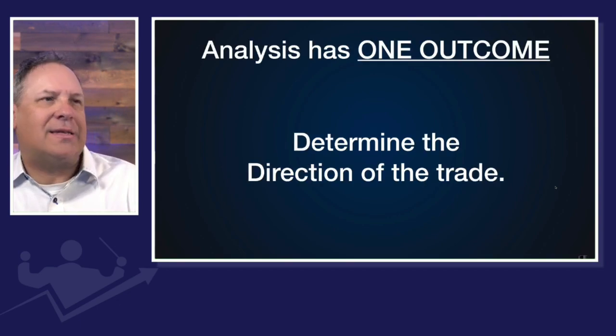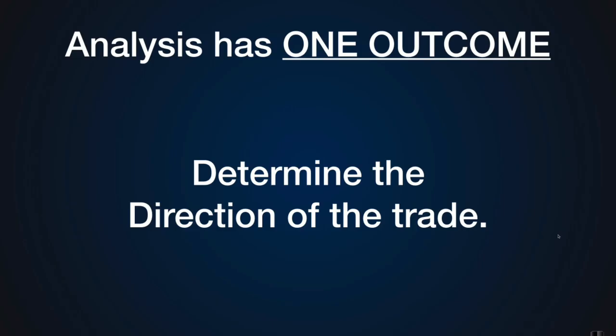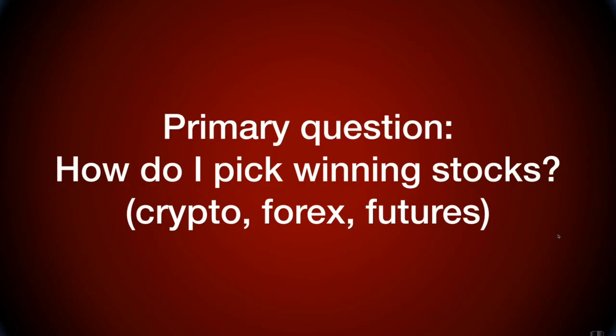Remember from yesterday, analysis has one outcome, and that is to determine the direction of the trade. The one reason that we use trade analysis is to determine the direction of the trade: up, down, or sideways. The primary question that every trader is asking is, how do I pick a winning trade? How do I pick a winning stock? How do I pick a winning cryptocurrency? Winning Forex, winning futures.